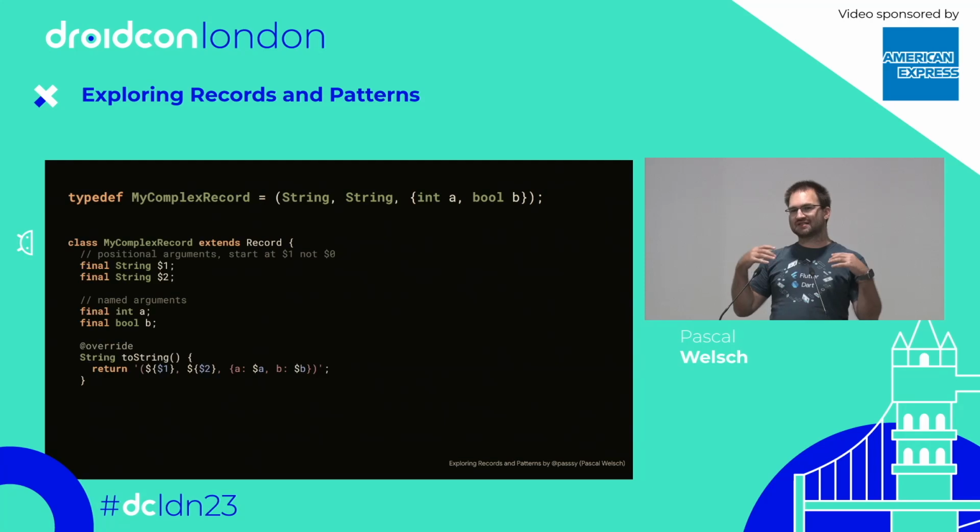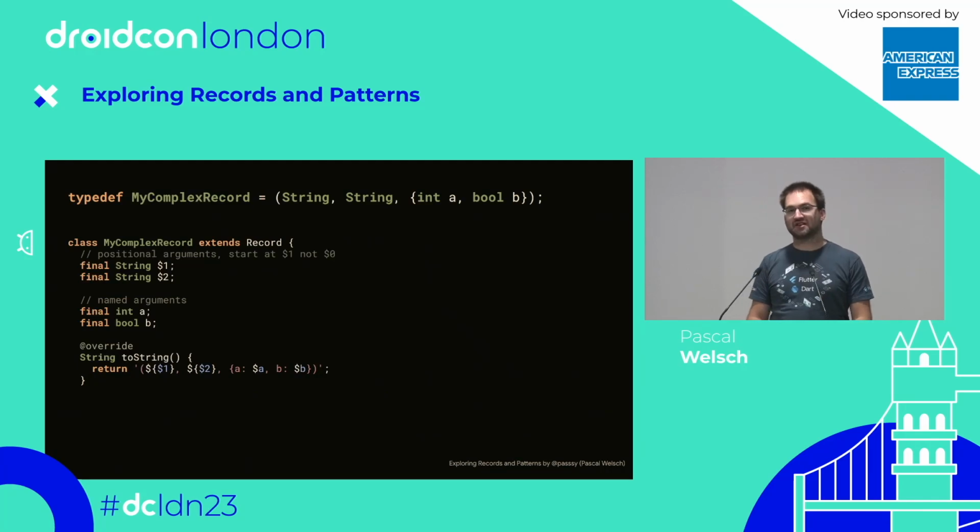Let's look at what is basically compiled under the hood. This source code here you see from the My Complex record is not a source code you can see anywhere. It's inside of the compiler, but it just gives you an idea what the compiler actually generates for you if you use the record feature.